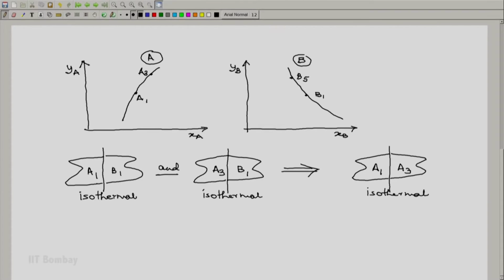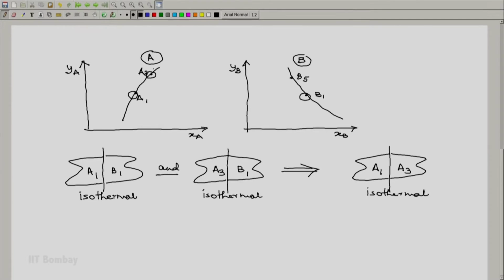So this pair is also isothermal because A1 and B1 are isothermal, B1 and A3 are isothermal, so A1 and A3 are isothermal. This means that there is something common between states A1, B1 and A3, in the sense that if you take any two of these three, they will be a pair of isothermal states.